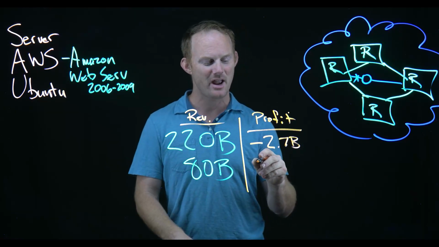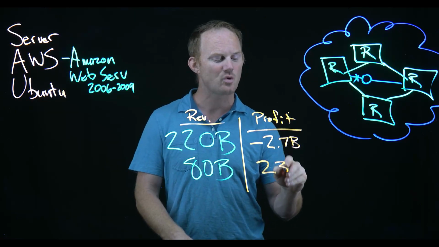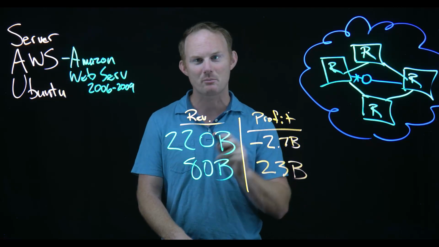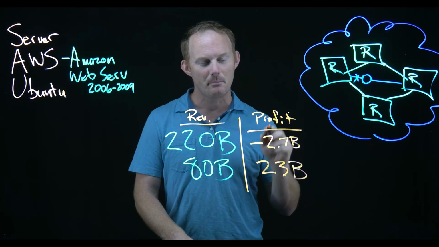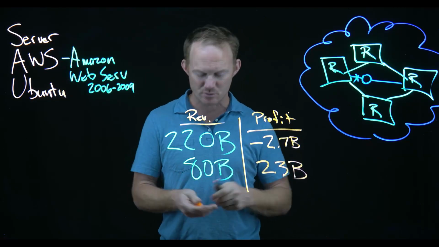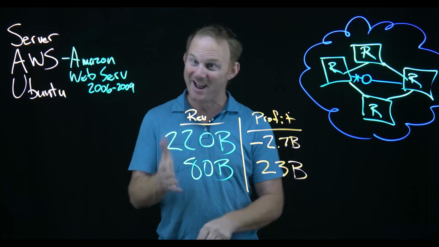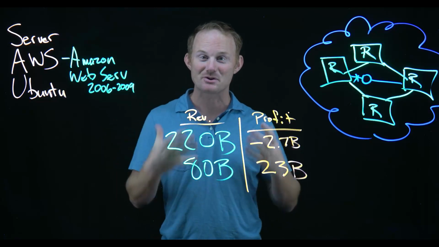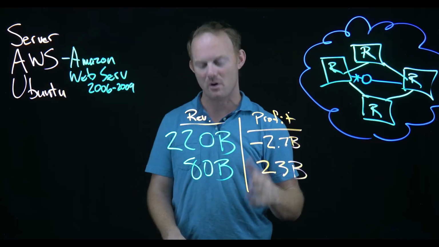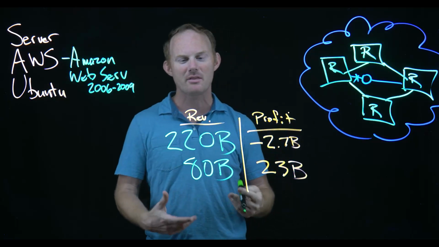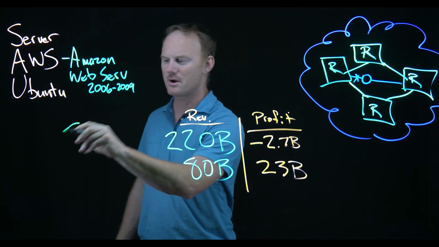AWS, on the other hand, made a profit of $23 billion. So it brought in 80, but the actual profit after expenses was 23. So AWS is what is keeping Amazon going. This is a massive part of their business, and I'm going to put another chart up here.